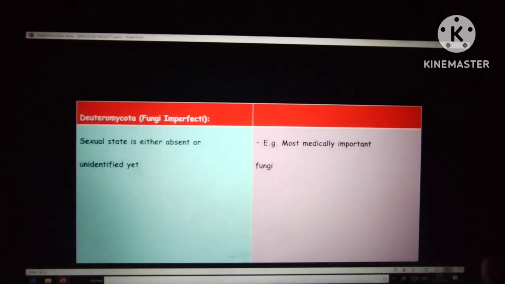Next, you want to remember this term also, Deuteromycota or the fungi imperfecti. This is the most medically important group of fungi, which are all used in our medical field, and it is called Deuteromycota.